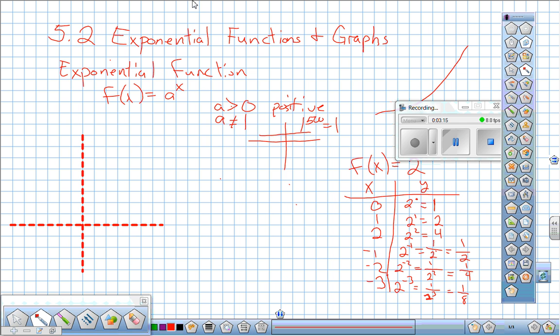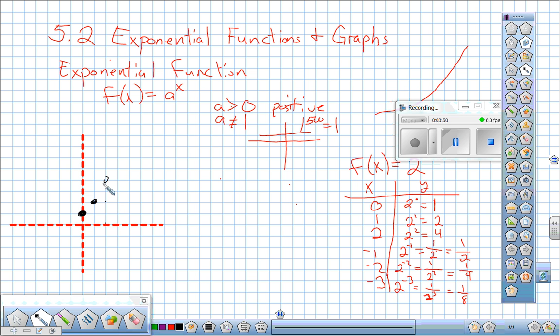And then I'm going to go ahead and plot these points on my axes. So 2 to the 0 power, this is x equals 0, so that's my y-axis. I have a function value of 1. So I go up 1 and plot that point. Most of the time it will cross right at 1, but that won't always happen depending on what else you have in your function. 2 to the first power is 2, so I go over 1 and go up 2. And then I go over 2 and I go up 4.